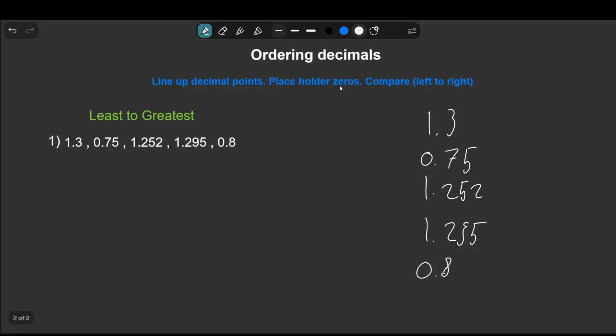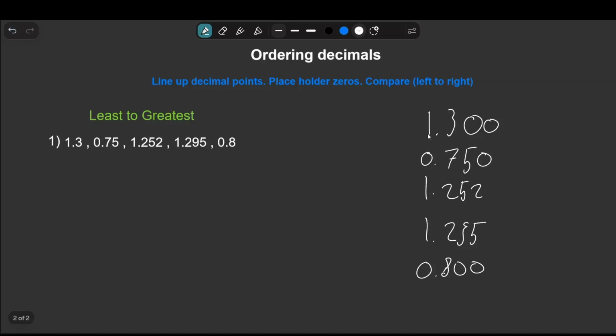Now we have to place placeholder zeros. Remember, zeros to the right of the decimal don't add any value. So we can just put the zero right here and here to line them all up. Because now this is 3 after the decimal. This one is also 3, 3, 3, and for the last one, 3. So these zeros to the right of the decimal don't change the value of the number at all. So now we can start comparing.